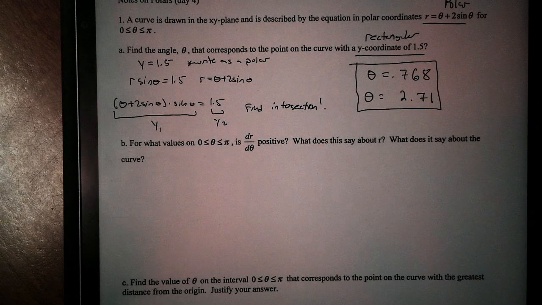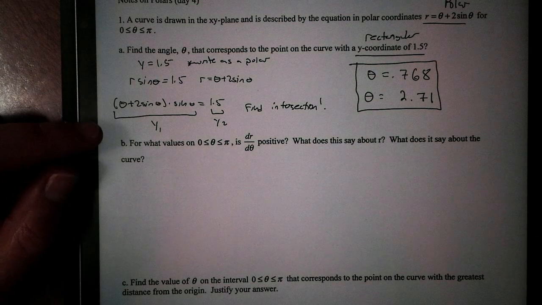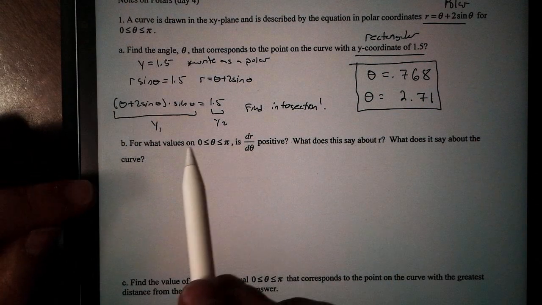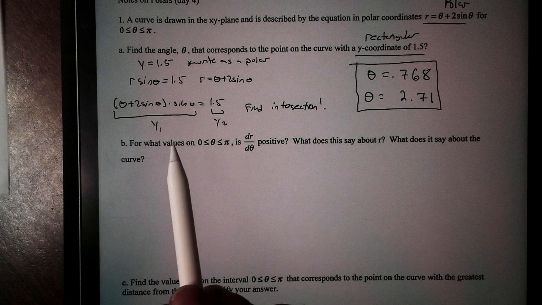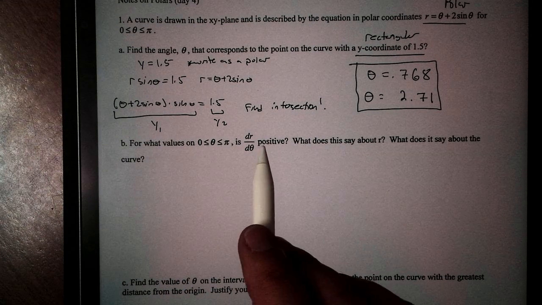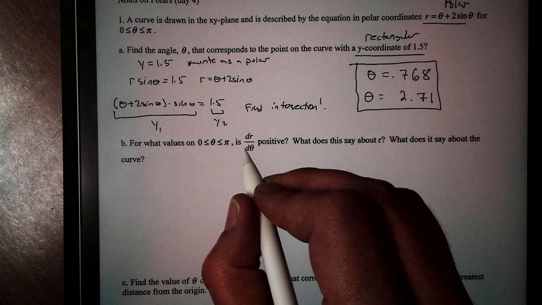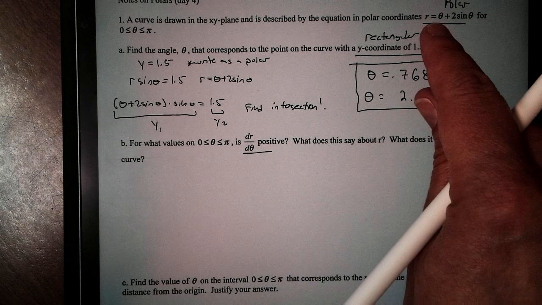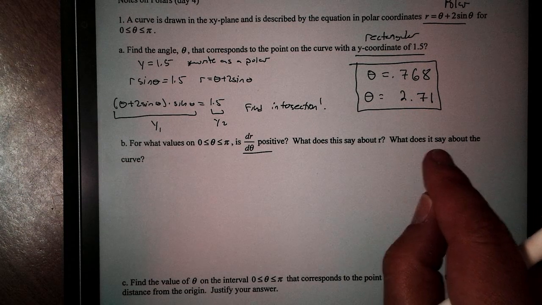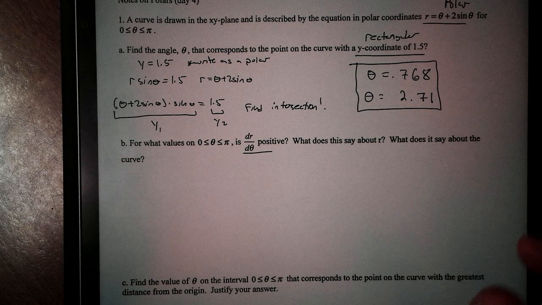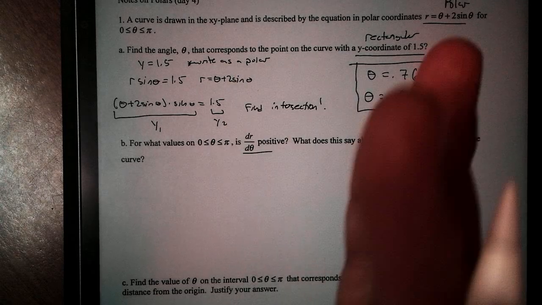Very easy to do. Now the next question says, same problem, for what values between 0 and pi is dr d theta positive? So they want the derivative of r with respect to theta. So what does this say about r, and what does this say about the curve? So let's see. First of all, they obviously want me to find the derivative.